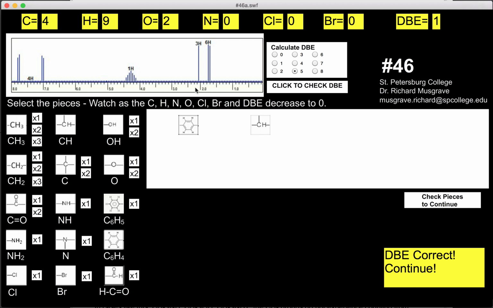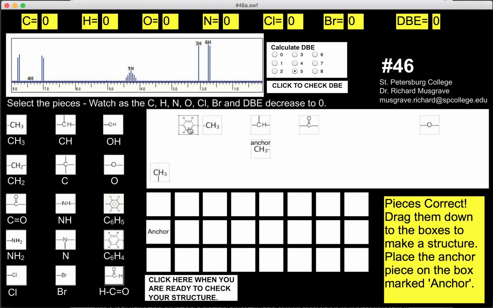So that means we've got a total of 3 CH3s. Now over here we see we've got a C, two O's and a double bond equivalent. That's what's left over. So a C double bond O and an O. Everything counts down to 0. These should be the correct pieces. Alright, now we've got to put everything together.